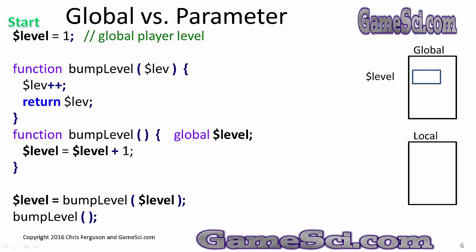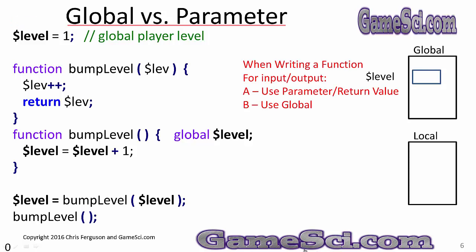One more slide here to kind of wrap up functions, and we'll talk about globals versus parameters. What we're going to talk about here is we have options. Functions need input. Functions need output. But there's two different ways we can get data into and out of a function. One is to use global variables, and the other one is to use parameters and return values. When writing a function that needs input and output, we'll have option A. We'll use a parameter and a return value as input and output. Or option B, we could use a global variable.